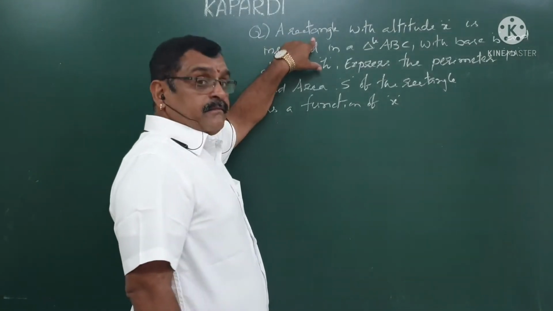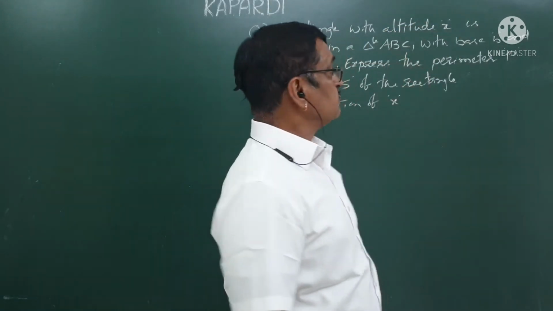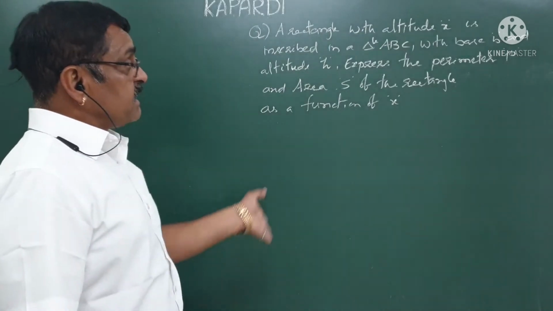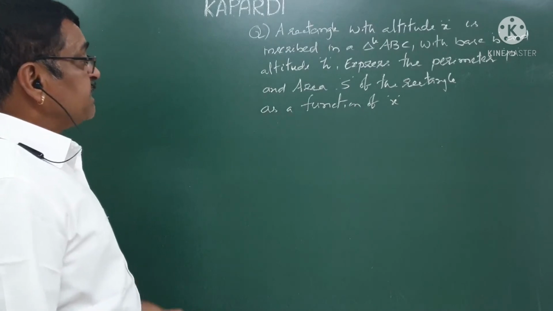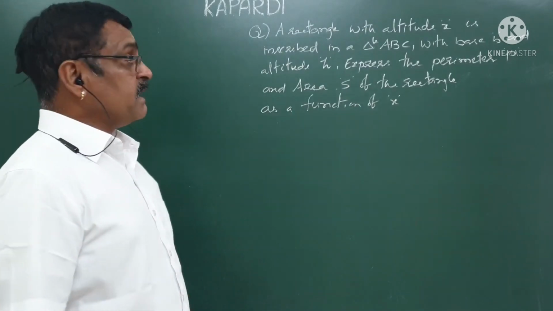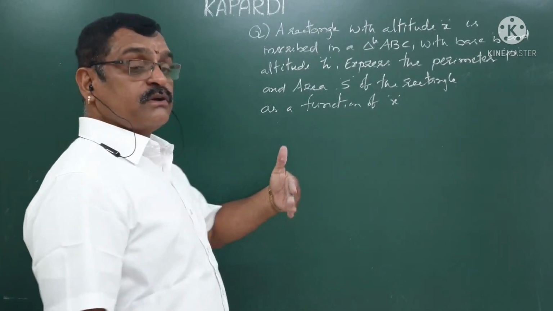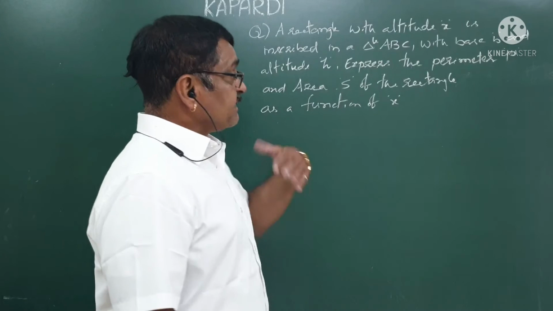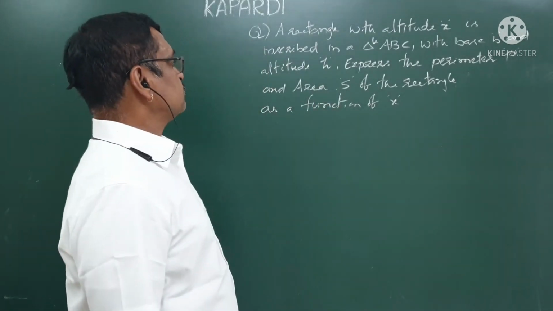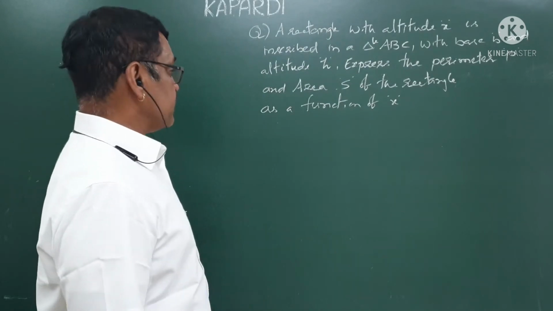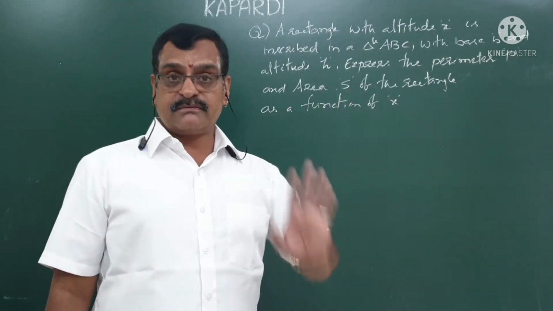A rectangle with the altitude x, that is height, is inscribed in a triangle ABC with the base b and altitude h. That means I have a triangle whose length of the base is b and whose height is equal to h. And a rectangle is inscribed inside the triangle. Express the perimeter P and the area S of the rectangle as function of x.